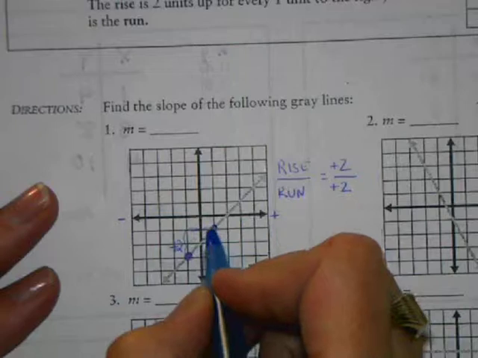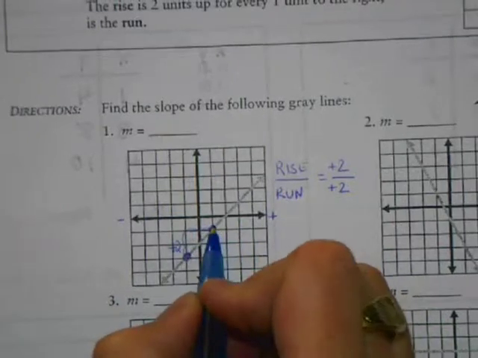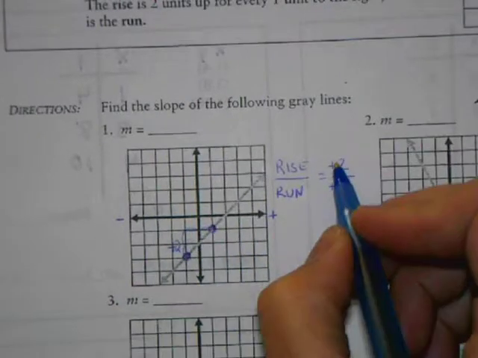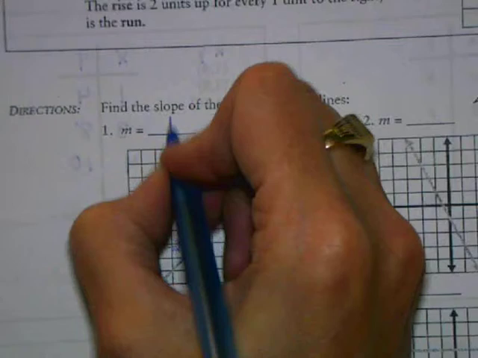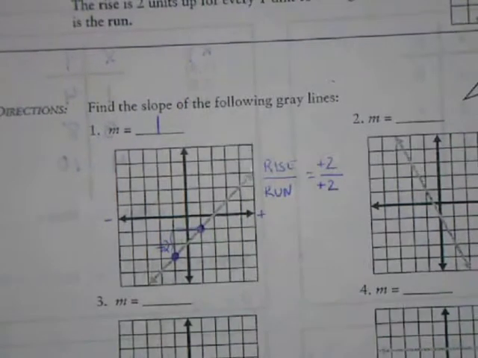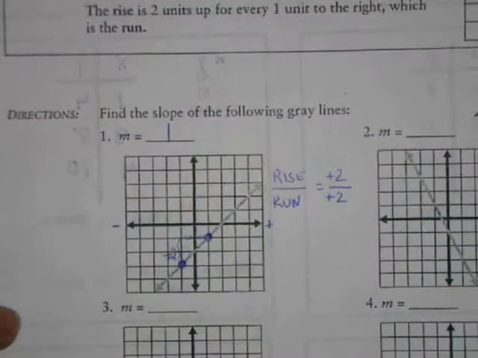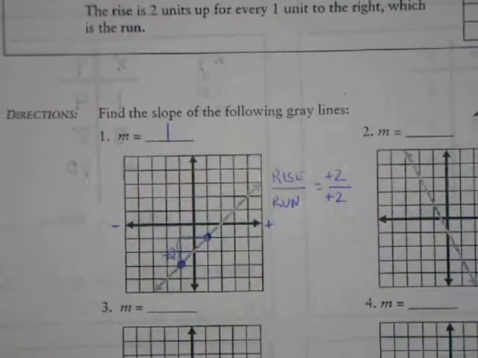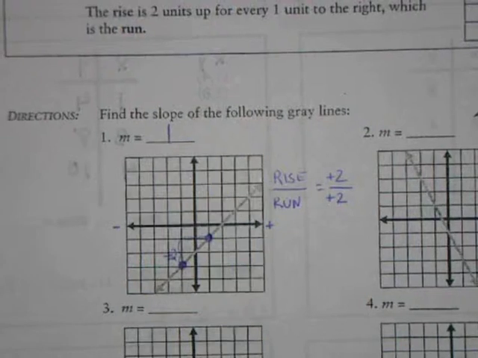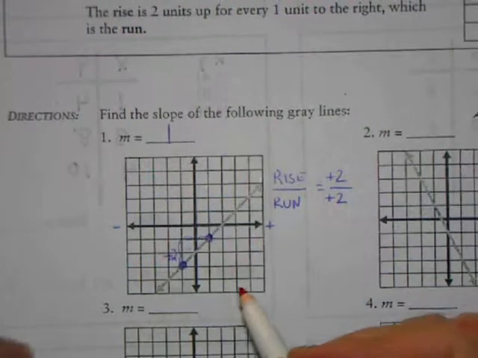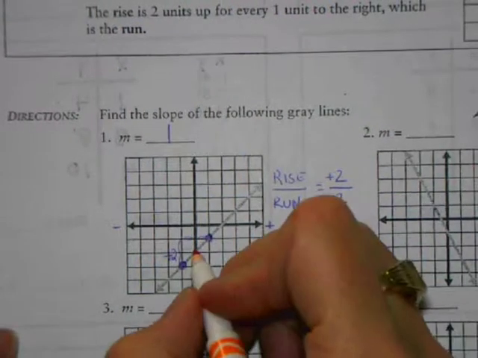And the ant was crawling towards the positive direction to get to the second point. So in this case, 2 over 2 is 1. Now, a reasonable question that you might ask in a case like this is, does it matter which 2 points you pick and which direction you go between them? And the answer is no, it doesn't. Let me show you an example to illustrate that.